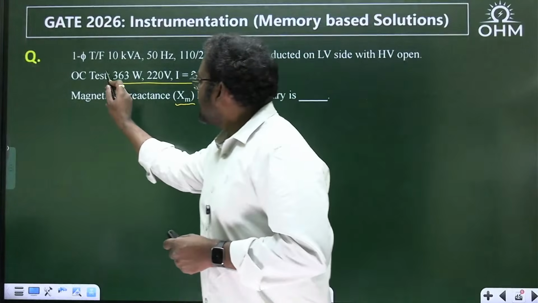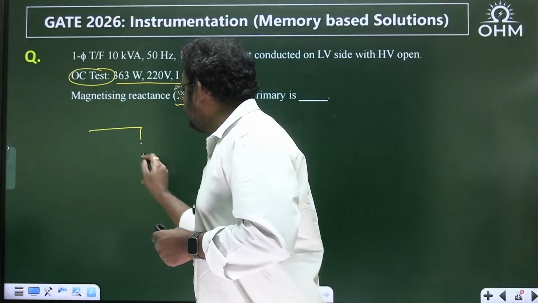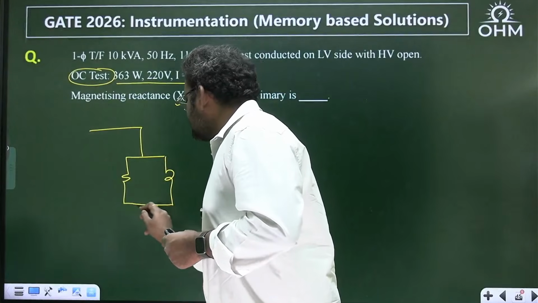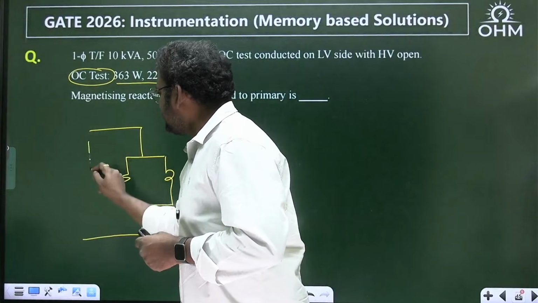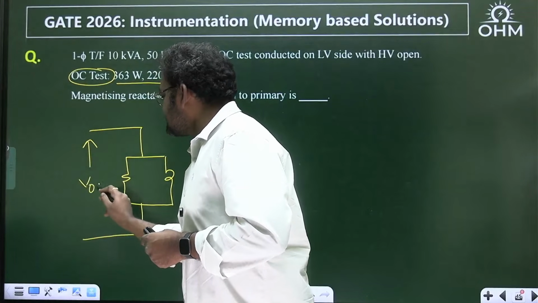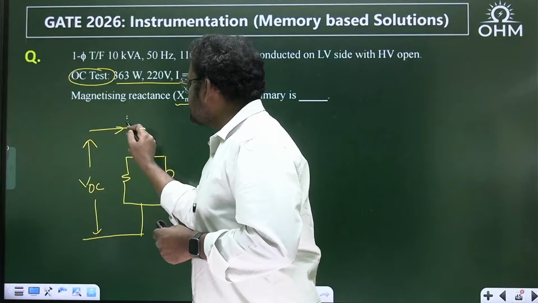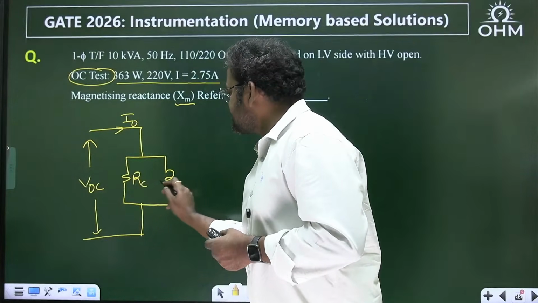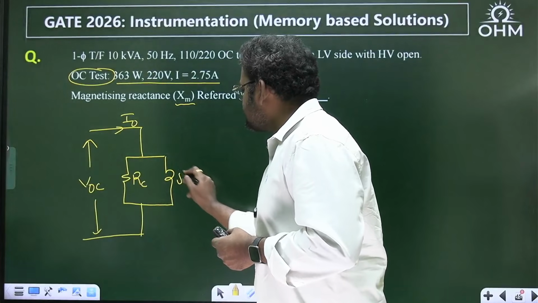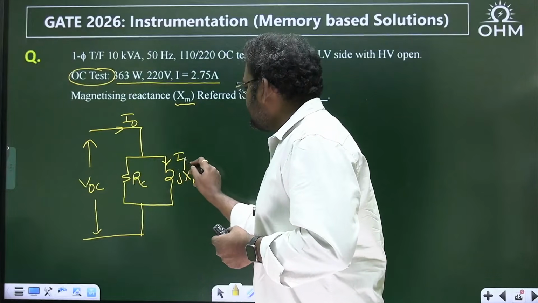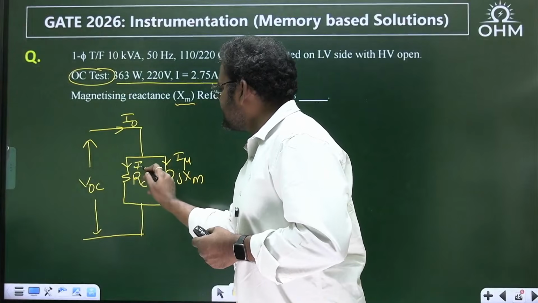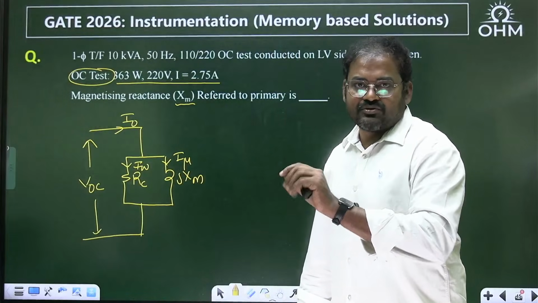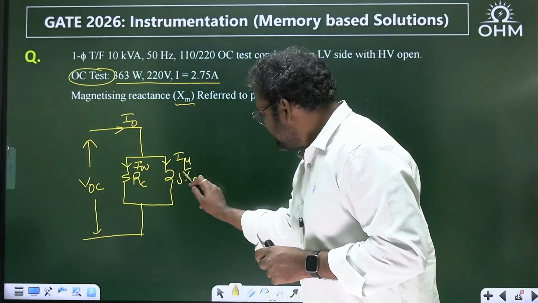As it was open circuit condition, we know the equivalent circuit of the transformer will have only shunt branch parameters, right? So this is the open circuit voltage, and this is I0, the no load current or open circuit current. This is the core loss resistance, and this is the magnetizing reactance, with the magnetizing current and loss component current. So this is exactly the equivalent circuit of the transformer during open circuit condition. Now we are asked to find this reactance.